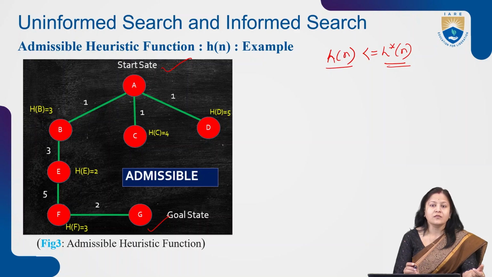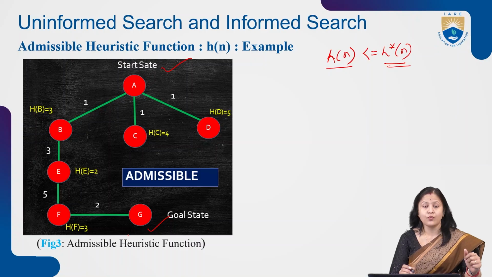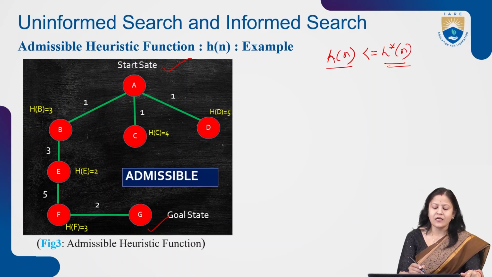And with yellow mark, some values are given. The heuristic value of B is given as 3 and the heuristic value of C is given as 4. Heuristic value of D is given as 5. Similarly, for E it is 2, for F it is 3. And there is no heuristic value for the node G. Now how to find out the shortest path from A to G? From the node A, there are 3 options: one is B, another one is C, another one is D, right?